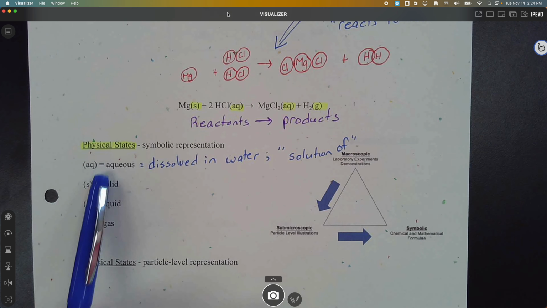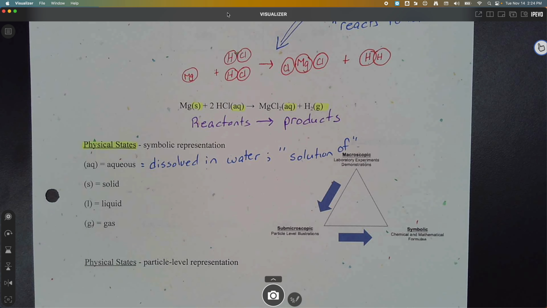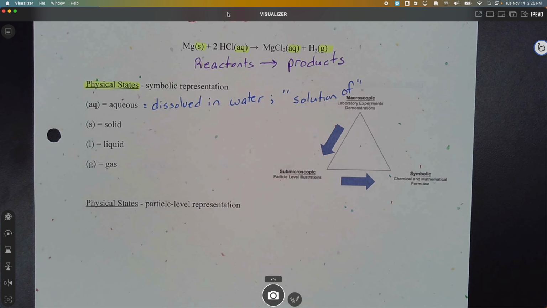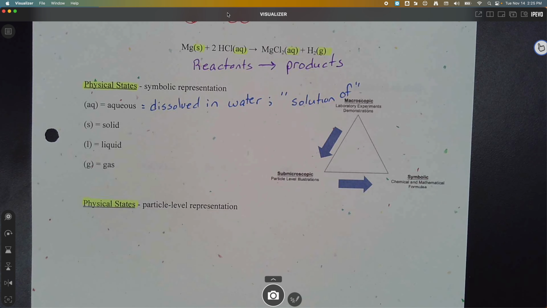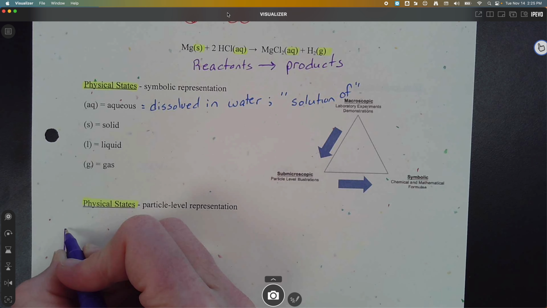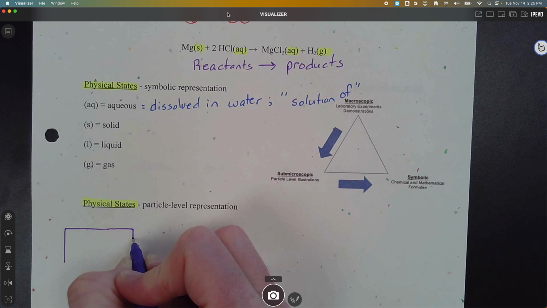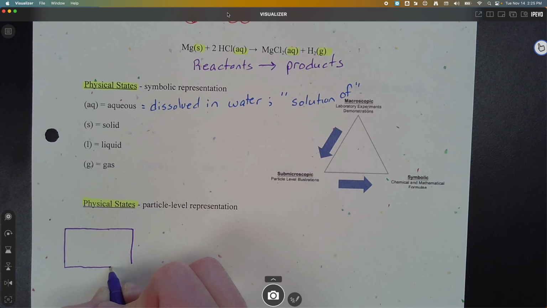So these are the symbolic representations of the physical states. We have learned to use particle level representations of the physical states. And so these little symbols are going to help us know what to draw. If it's a solid, we know that that's the situation where we have to use some edges to say this is a solid blob of something. Now, I'm going to use just a generic compound here to make all of our drawings. My compound is going to be pink blue.